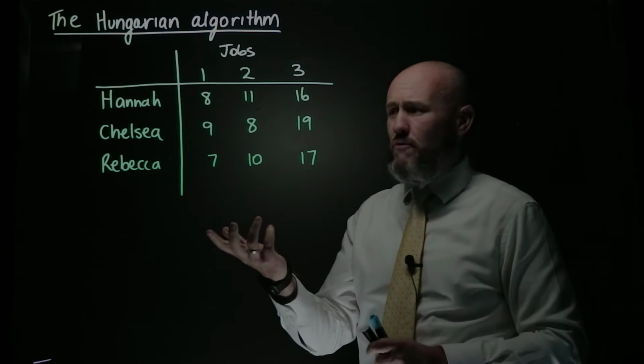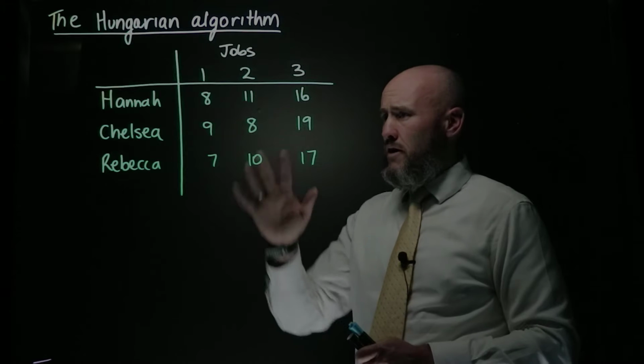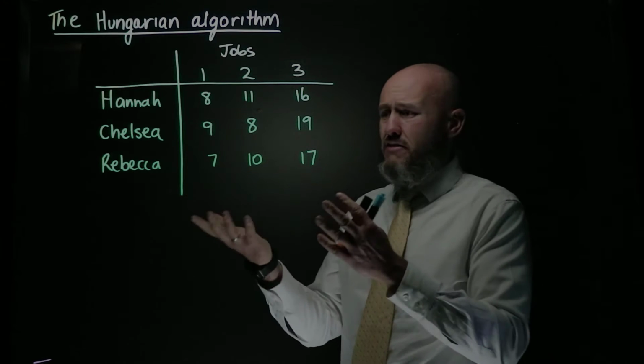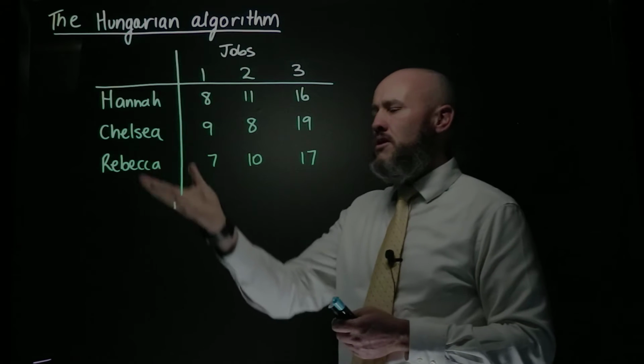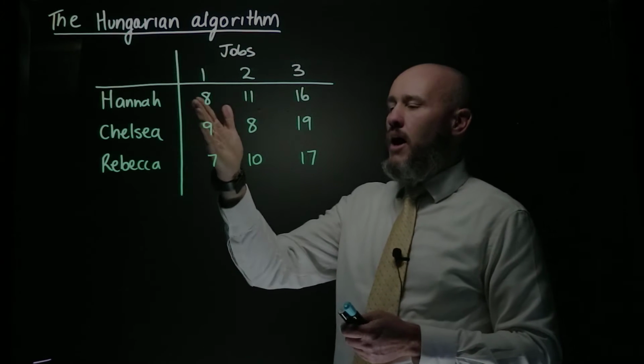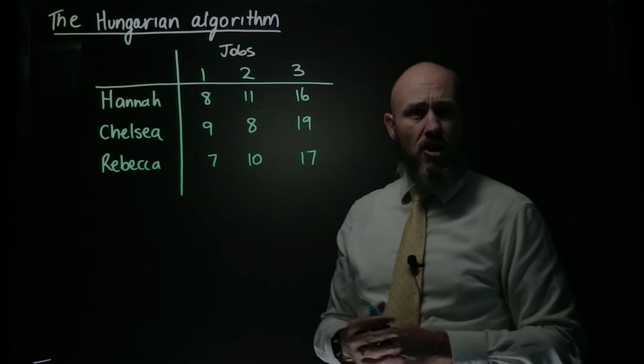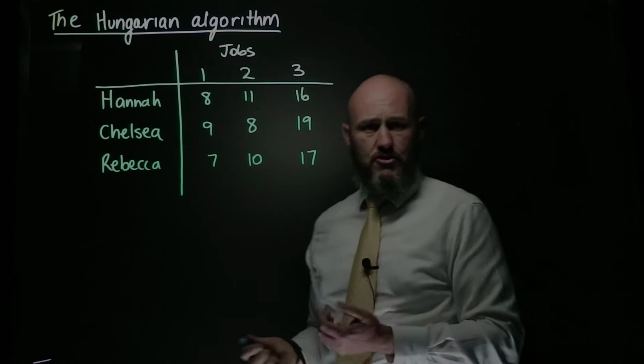Now you've seen matrices before in Unit 2. And so this is just basically a set of cells that represent some data. Now in this case I'm going to say there's 3 jobs and Hannah, Chelsea and Rebecca are capable of doing those 3 jobs, and this is the time it's going to take in minutes for them to complete those jobs.